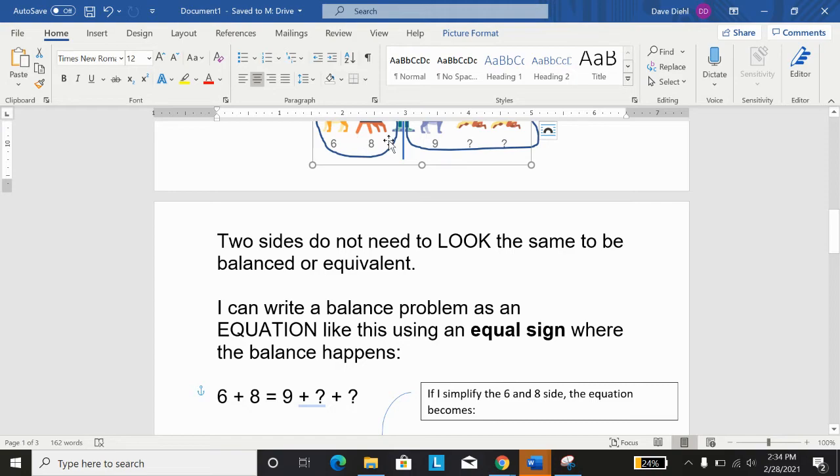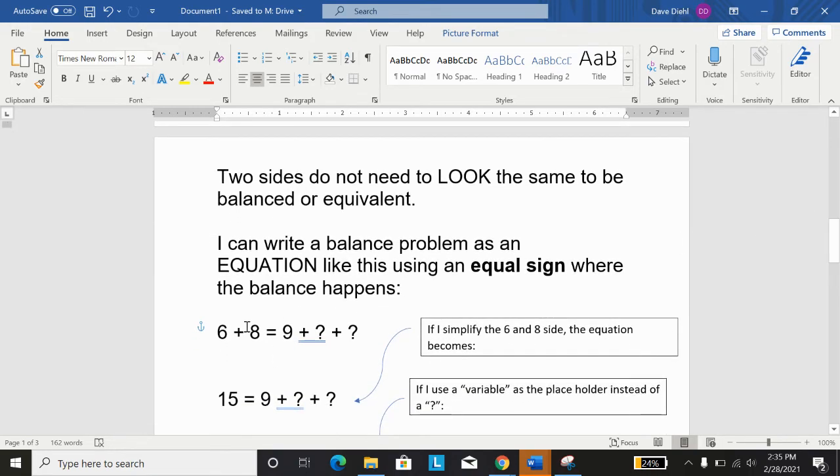All I did is, instead of writing dogs and people, I just wrote the numbers, the plus signs, and the equal signs. Well, if I want to clean that up a little bit, make it look more like 7th grade math, I can simplify that 6 plus 8, right? I know what 6 plus 8 is. I don't need to write it as 6 plus 8. 6 plus 8 is 14, sorry. If 6 plus 8 is 14, then I know 14 equals 9 plus blank plus blank is the same thing as 6 plus 8 equals 9 plus blank plus blank.